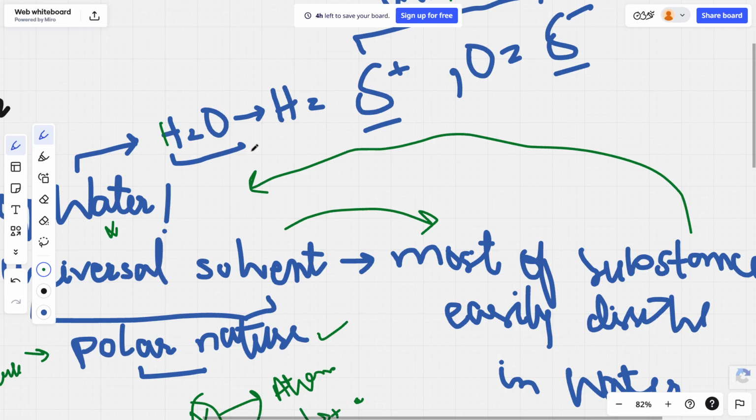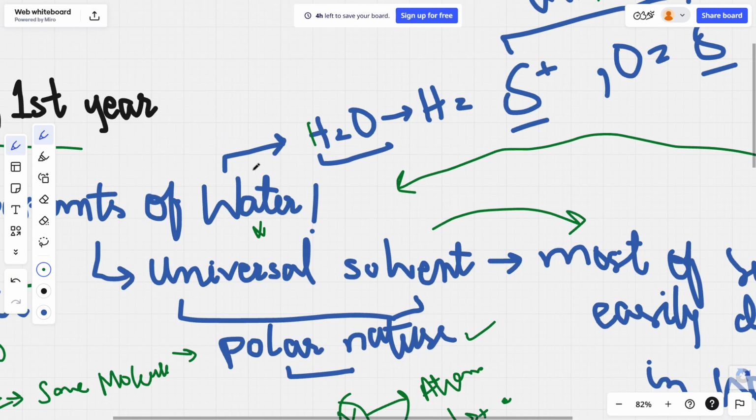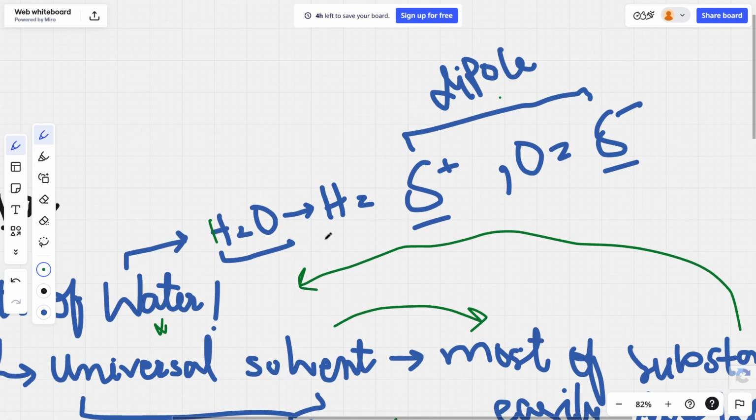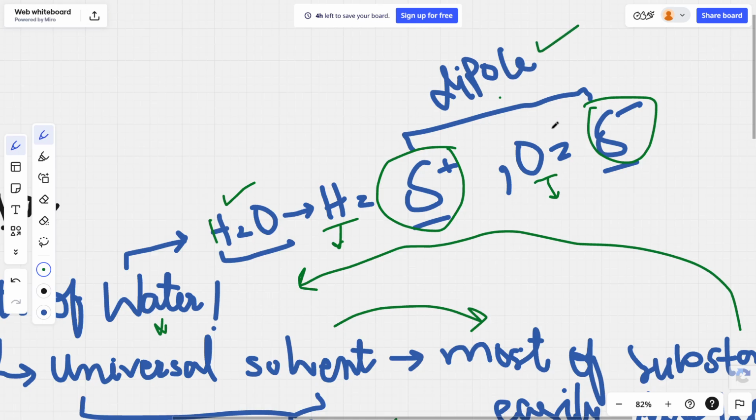For example, if we talk about H2O, that is the water formula. In H2O there are two types of atoms, H and O. H represents hydrogen and O represents oxygen. Alright, so H has a partially positive charge and O has a partially negative charge. So these two charges in this molecule make a polar nature. And when we have different types of charges, that is called a dipole.